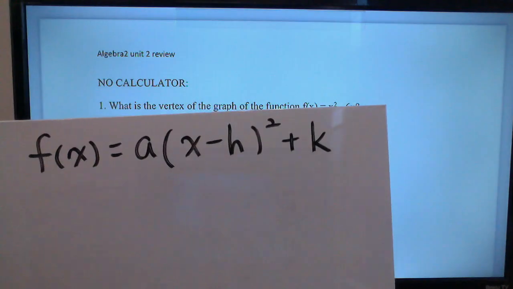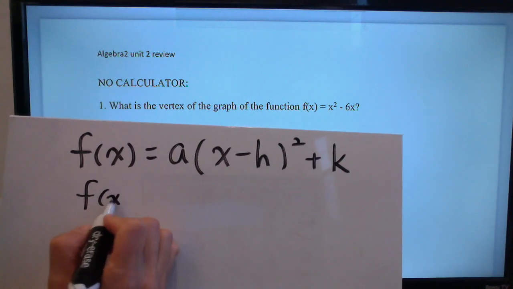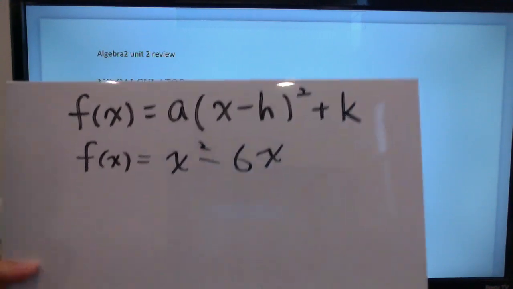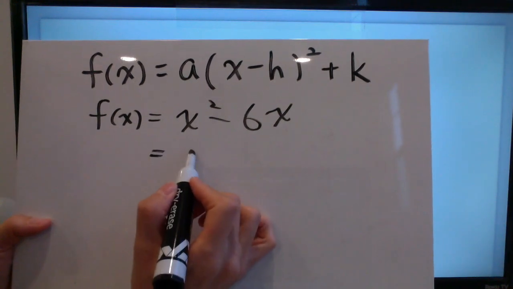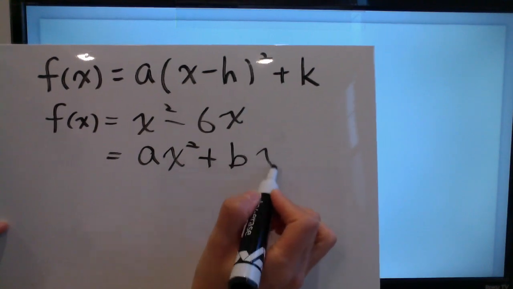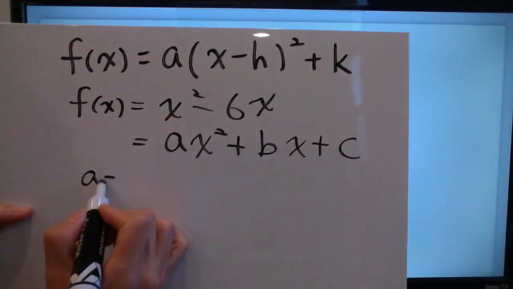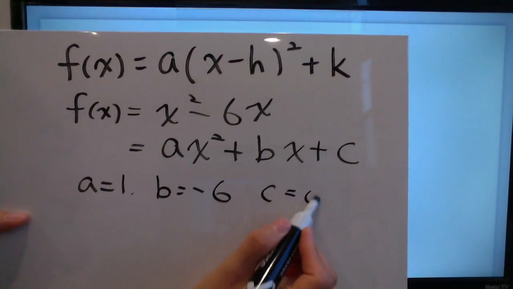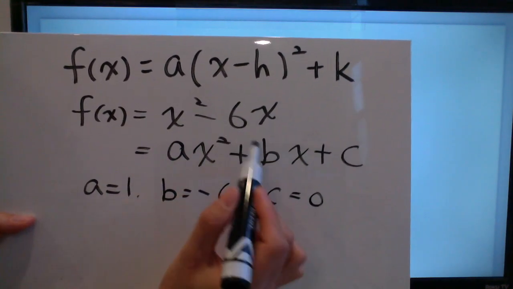So what was the given function? f(x) is x squared negative 6x. So here, let's see. What is the quadratic standard form right here? So let's see. A is 1, B is negative 6, C is 0. I'm just looking right here. 1, right? B is negative 6.